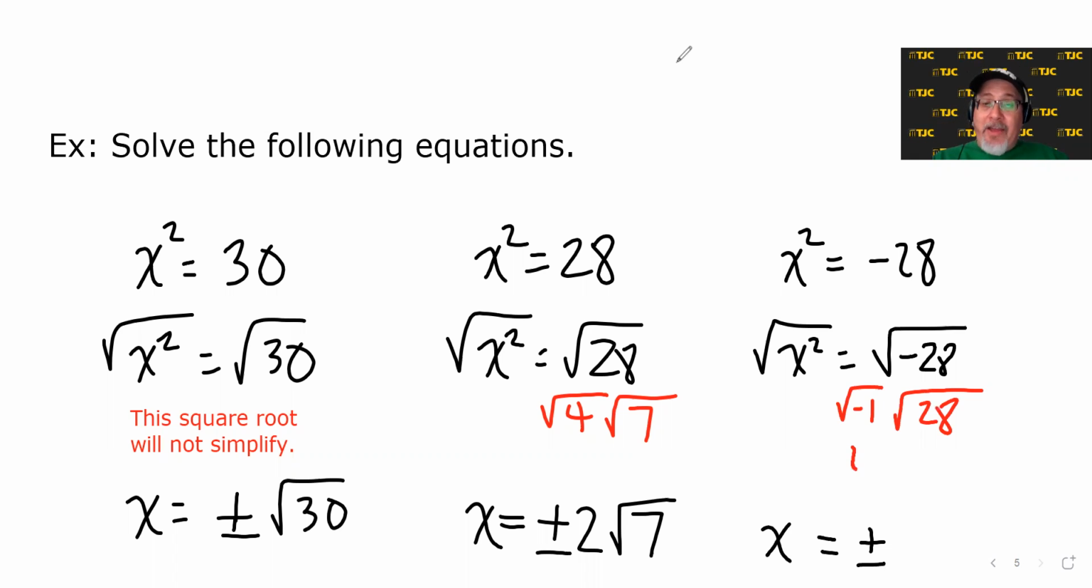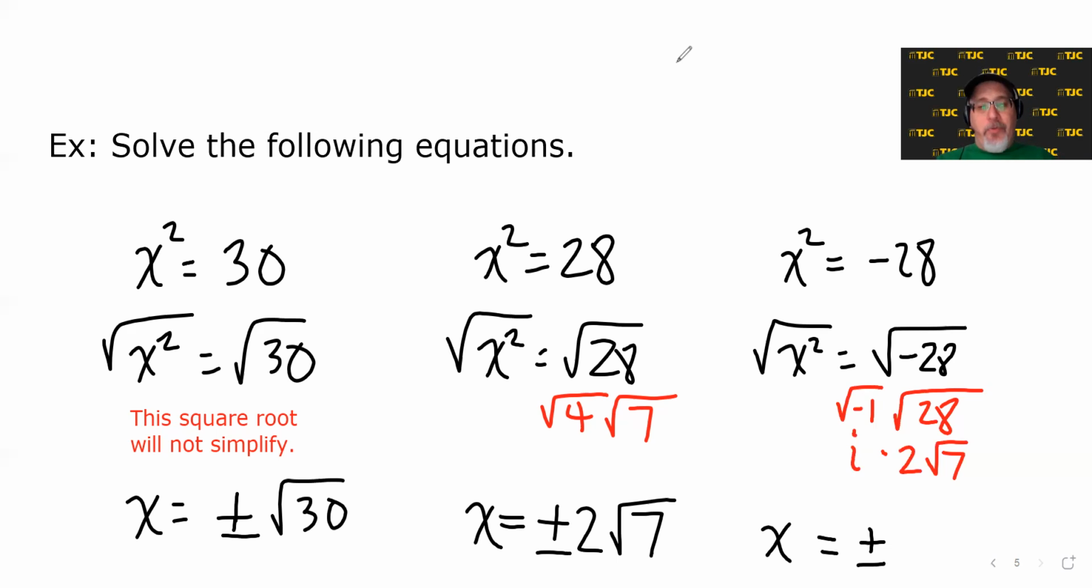But we already know what the negative 1 is going to do. It's going to become an i. That's the definition of i. It's the square root of negative 1. And we already know what the square root of 28 is going to do. It's going to simplify into 2 times the square root of 7. And so in our answer, we have x equals plus minus all that.